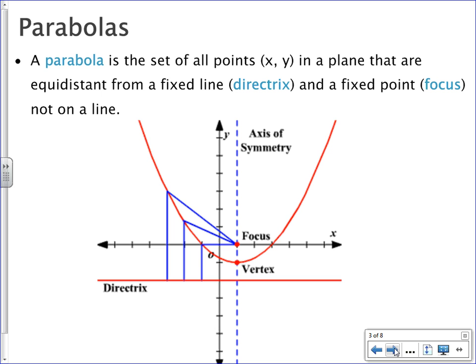So what is a parabola? A parabola is a set of points, all the points that are equidistant from a fixed line, which we call the directrix, and a fixed point, which we call the focus. So every single one of these points on our parabola is the same distance from the focus, our point, and the directrix, our line. I will go into a little bit more detail, but I'll wait for you to write down if you are writing something down.